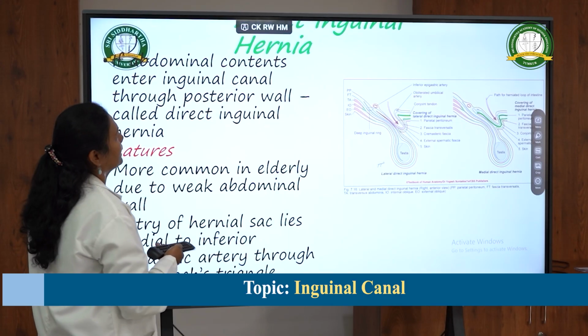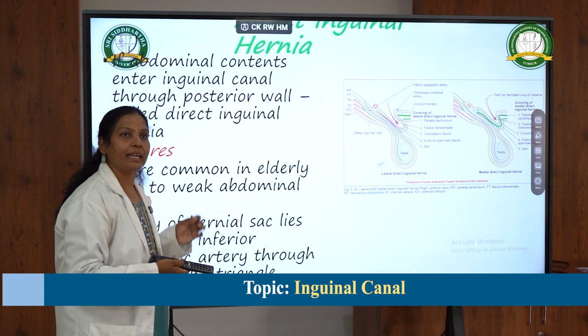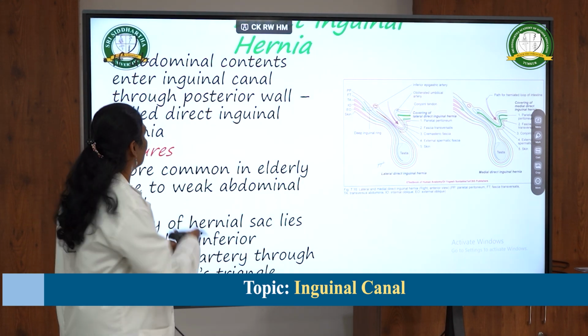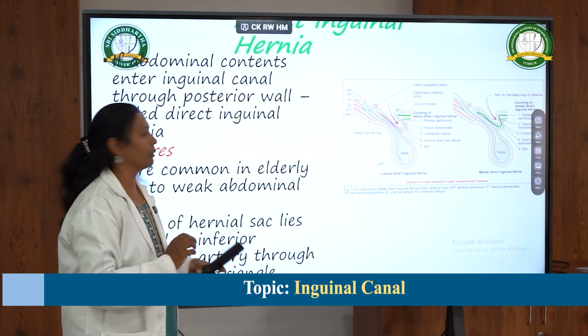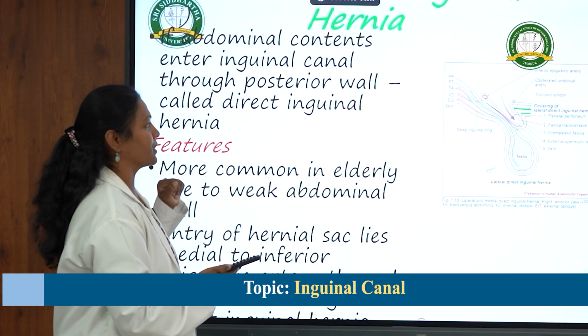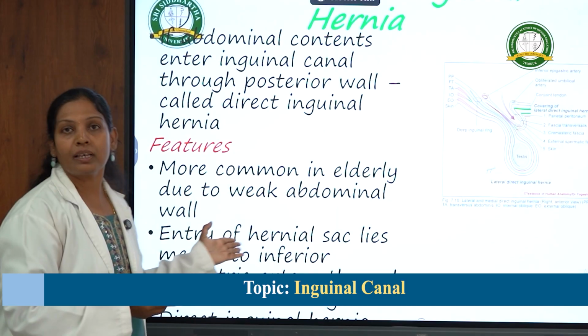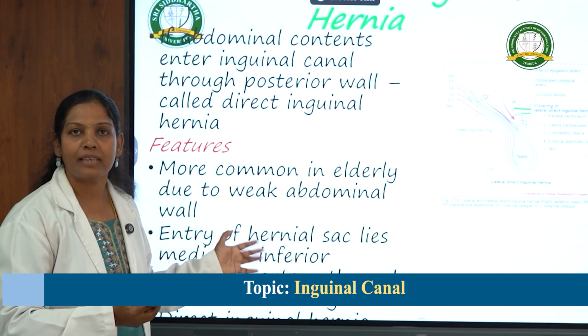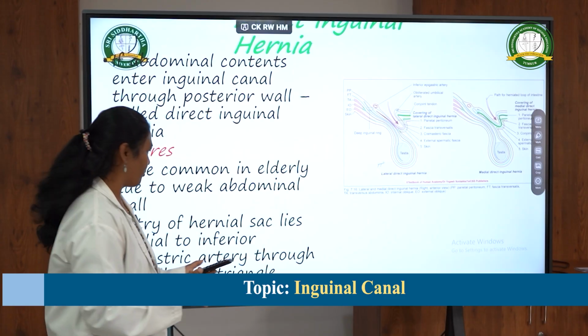So next is the direct inguinal hernia. Here the abdominal contents enter the inguinal canal directly by pushing the posterior wall of the inguinal canal. What are its features? It is more common in elderly individuals. Why? Because as age advances, there is a decrease in the tone of the anterior abdominal wall muscles.